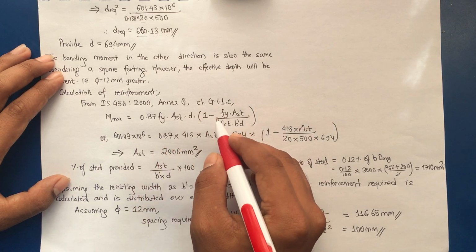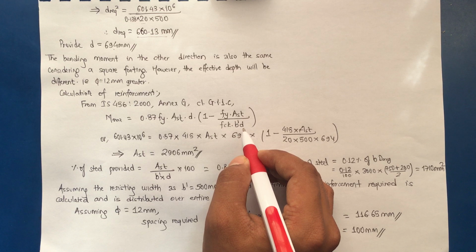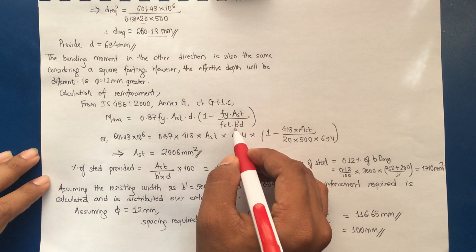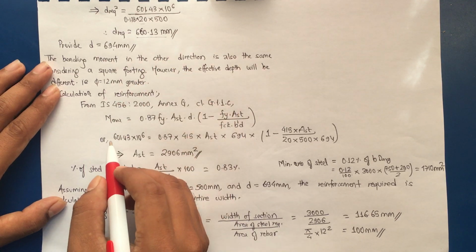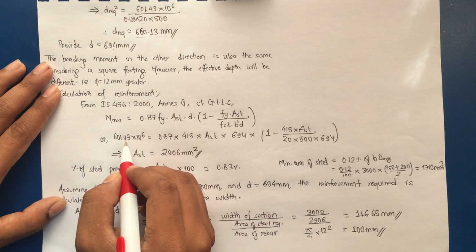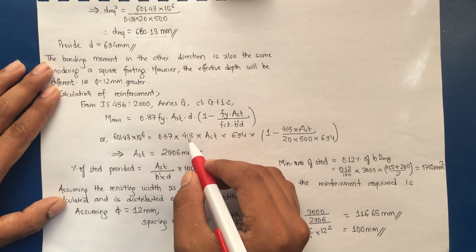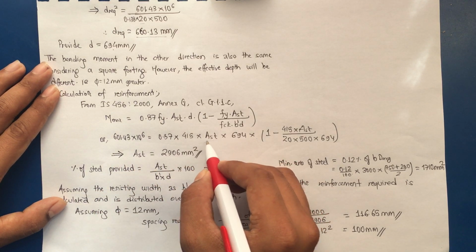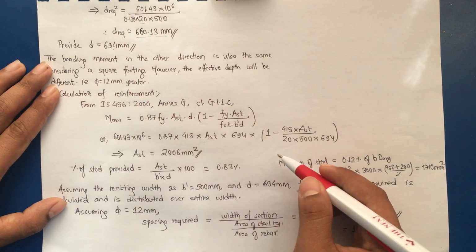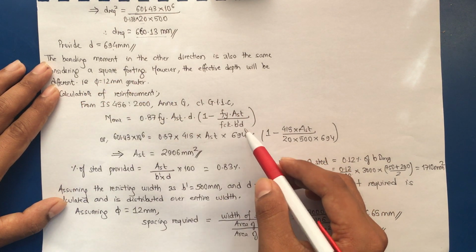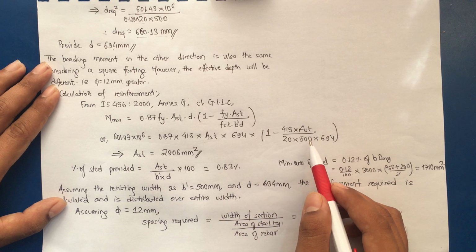into D into 1 minus FY AST by FCK into B dash into D. Don't get confused with B dash, as I have already said this is the resisting width. So substitute the values. We have maximum bending moment as 601.43, converting this into Newton mm, 0.87 into 415 into area of steel, which has to be computed, and similarly the depth provided is 694 and other terms remain the same. Don't get confused with the value of B dash, that is the resisting width, 500.